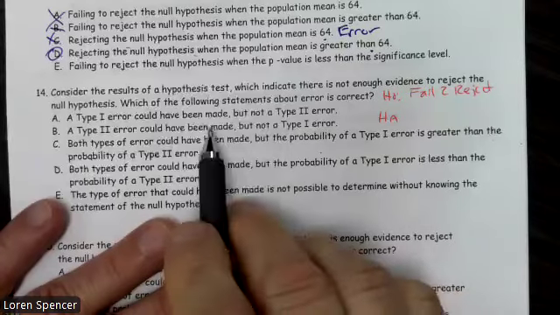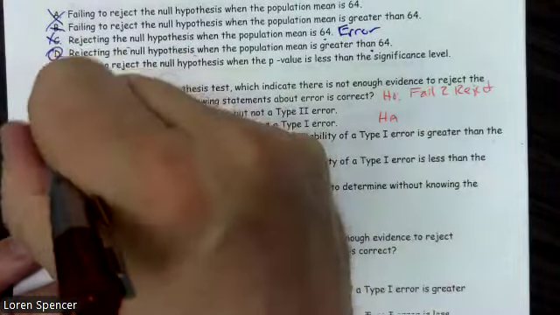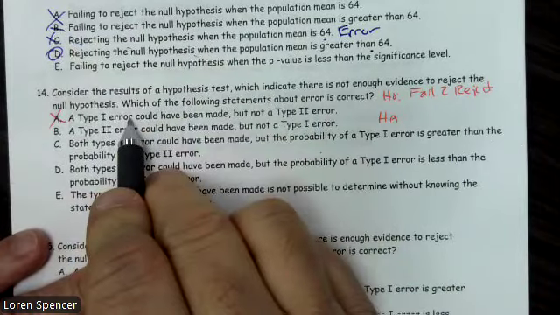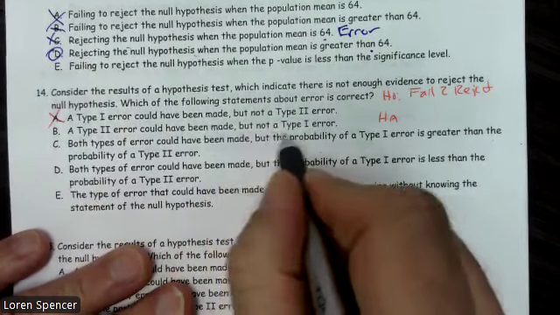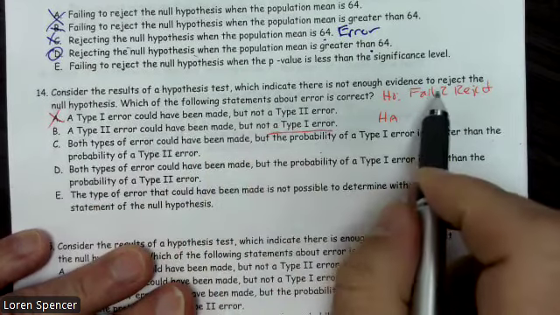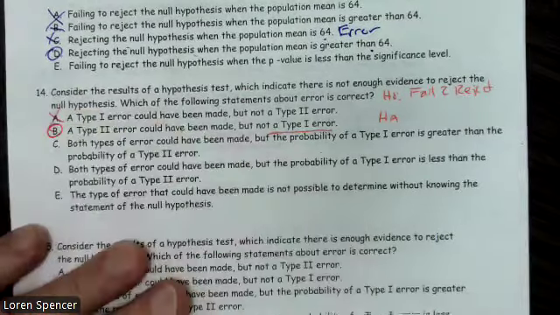A type 1 error? No, because we failed to reject. We didn't have enough evidence. You can only commit a type 1 if you reject. A type 2 error could have been committed, but not a type 1. That's true. If you fail to reject, the only type of error you can make is a type 2.